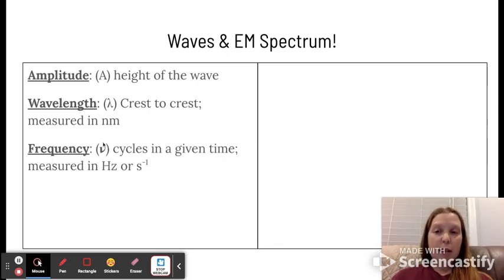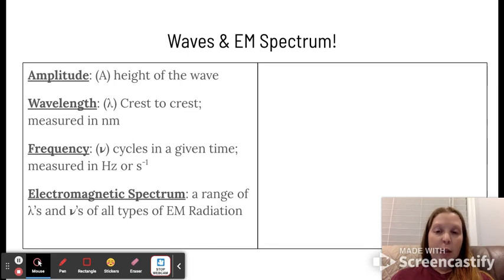And then we have frequency, which is represented by the Greek letter nu, and this is the cycles in a given amount of time. So you would pick a point on your wave, and as it's moving, you would count how many times that point traveled through a wave in a given amount of time. And this is usually measured in hertz or per second.